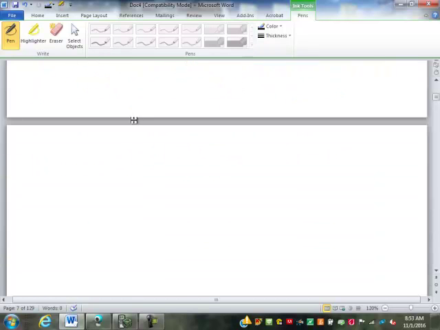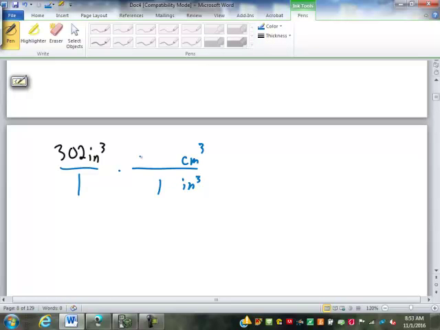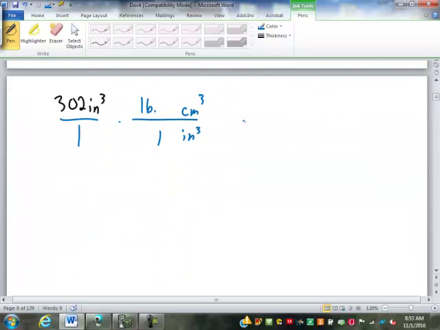Let's look from the other side. The Ford 302, that's 302 cubic inches, is considered to be a 5.0. Well, let's look at what it really is. So now we're putting cubic inches on bottom, cubic centimeters on top. 1 cubic inch is 16.387, right?